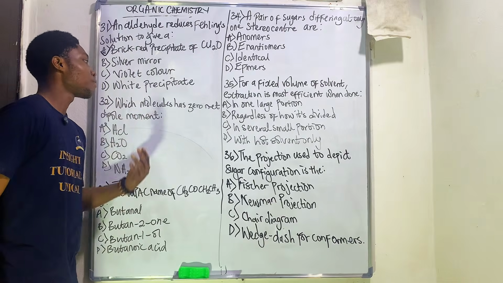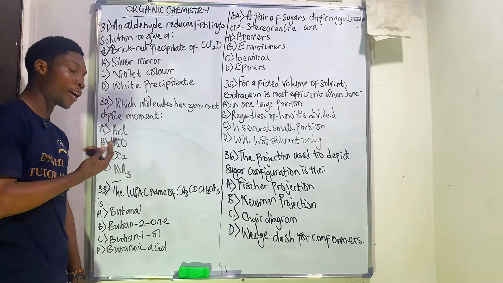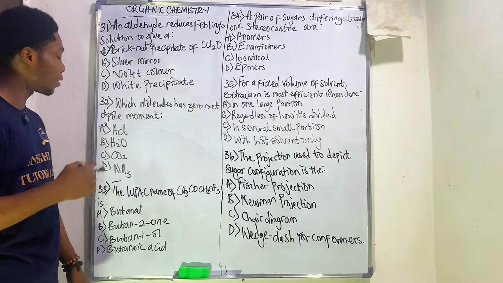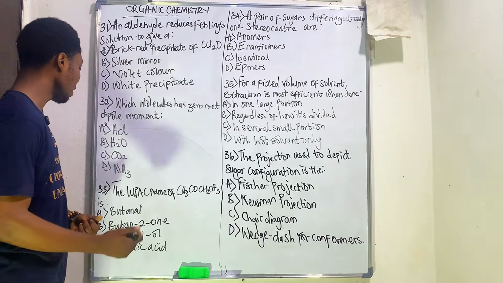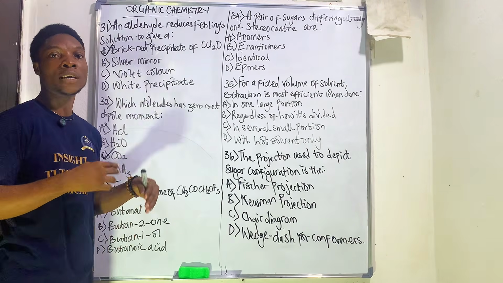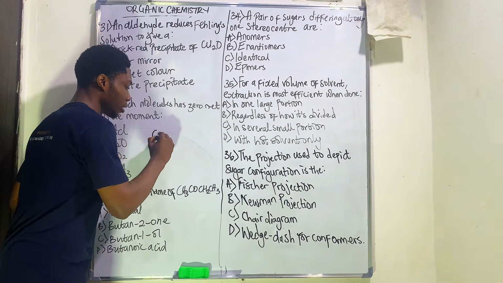The next question. Which molecule has zero net dipole moment? A. HCl, hydrogen chloride, B. H2O, water, C. CO2, carbon dioxide, and D. NH3, ammonia. Now, the correct answer is CO2. Zero net dipole moment means there is no charge from the right or to the left. Now, if we look at CO2, it looks a bit like this.